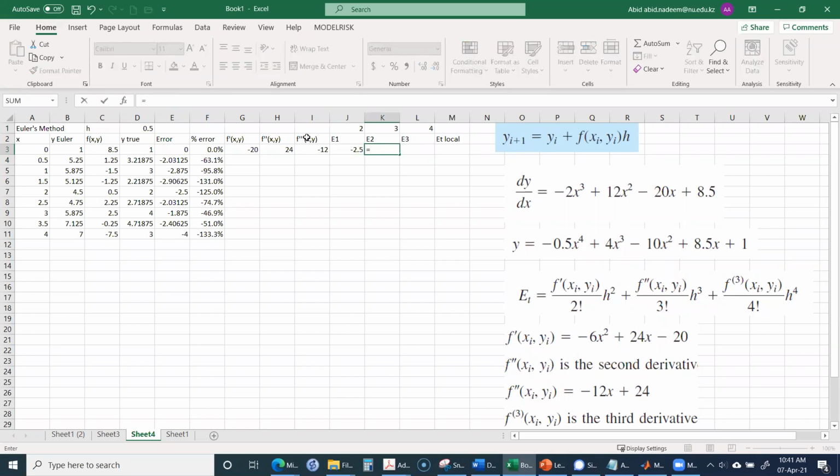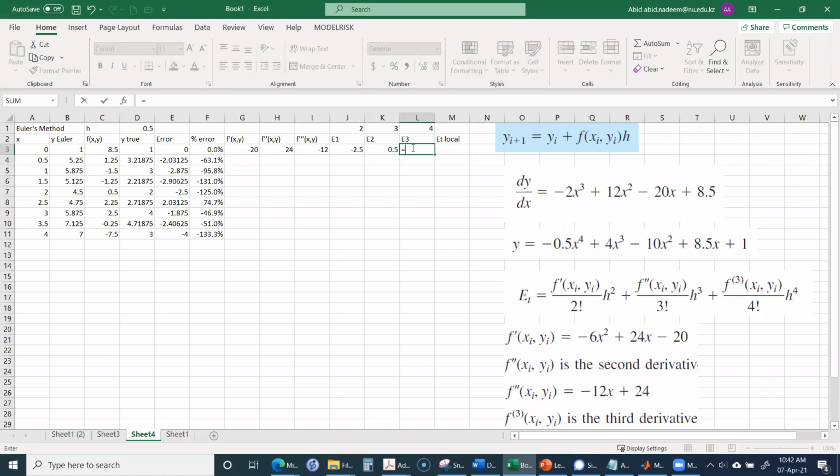And now error 2 will be equal to this f double prime multiplied by h cube. So cube I will take from here, and divided by factorial of 3. Okay, factorial of 3. So yeah, it will be the factorial of 3. Okay, and then the last error is here.